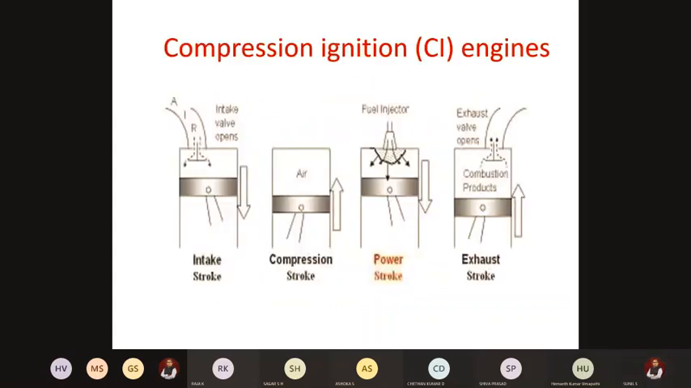Okay. Now we have discussed the working of a petrol engine. Next is how a diesel engine works. It is also called a compression ignition engine. Why compression ignition? Because ignition takes place by compressing the air.